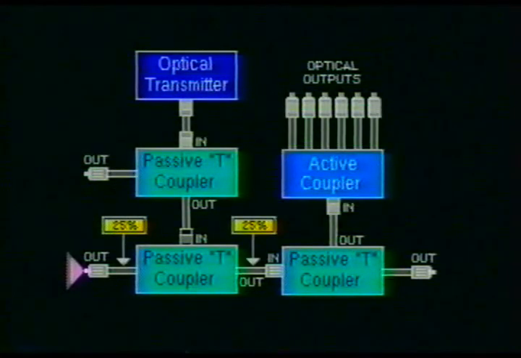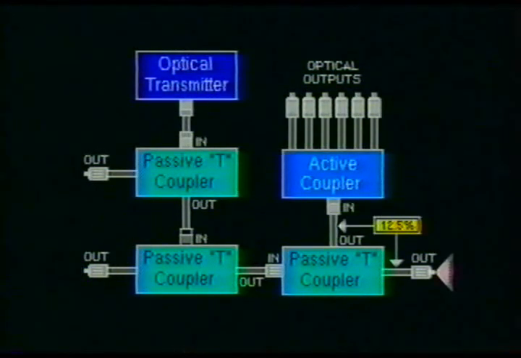This 50% then travels through the second passive T coupler. Once again, the energy splits, half going out one port and half passing through the coupler to the next stage. At this point, we have only 25% of the original signal remaining. This 25% then enters a third passive coupler, where it is again split in two. This only allows 12.5% of the original optical data to be sent to the next stage.